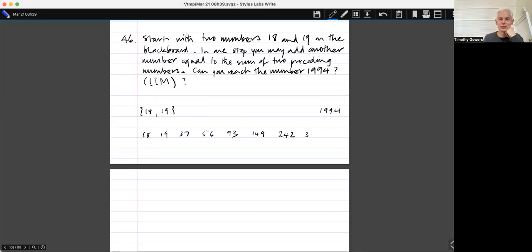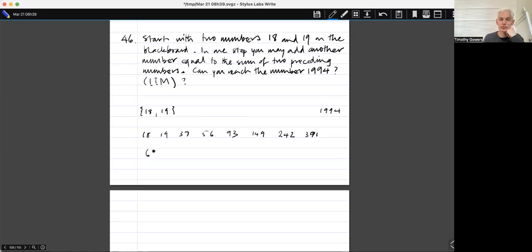So 371. No, 391, and then 242 and 391 is 633, and then I'll get, so I'm going to add it now, 1024, wow, some surprise. And then I'm going to miss 1994 by miles, so I get 16 something, and then after that. Yeah, so that would be a boring question, so it can't be that.